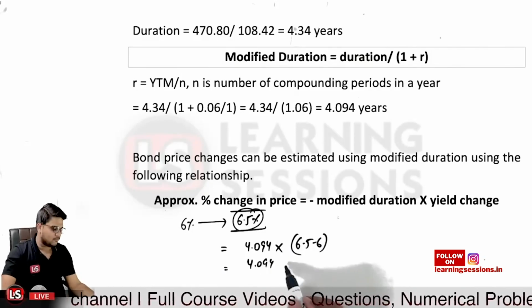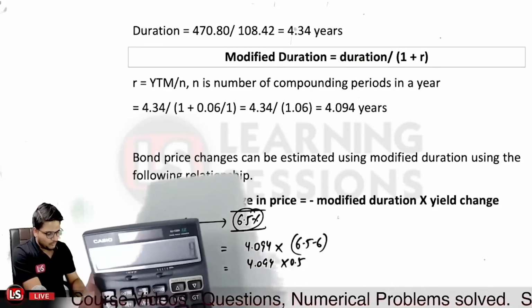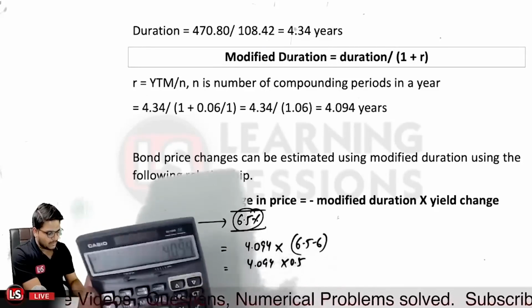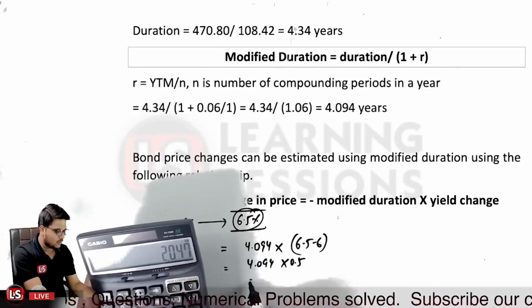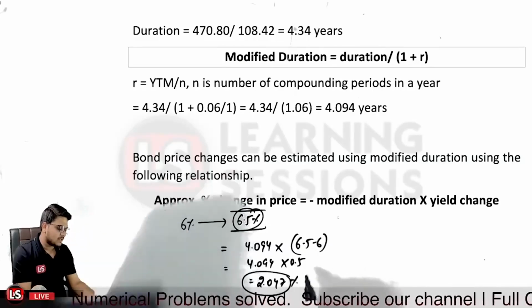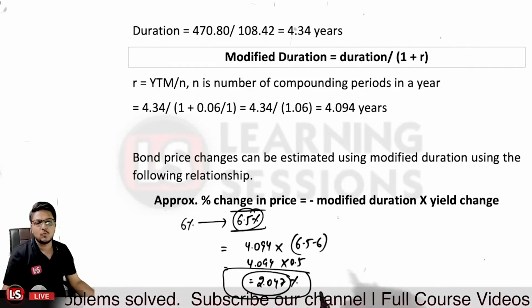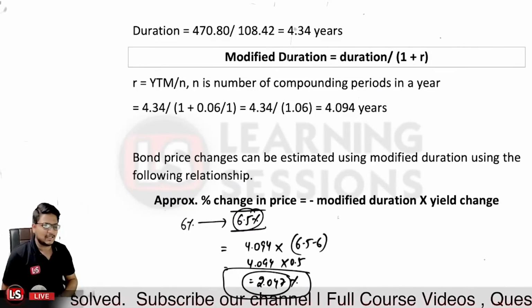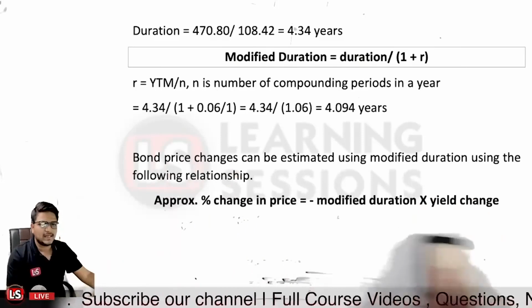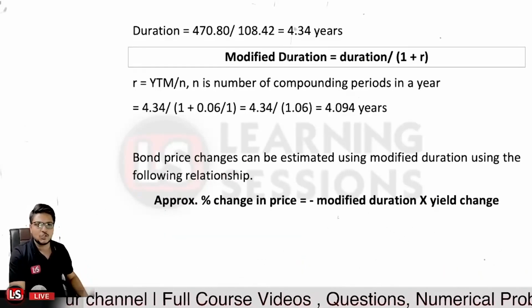That is 4.094 multiplied by 0.5. That is equal to what? That is equal to 2.047 percentage change in the price itself. So the percentage change in the price will be 2.047%. Is that clear? That is how we can estimate the percentage change in price using the modified duration.